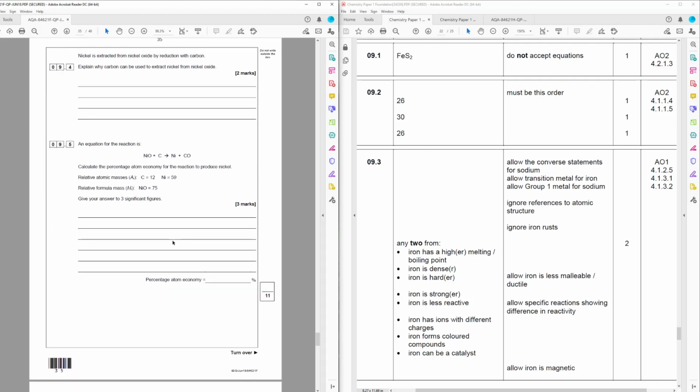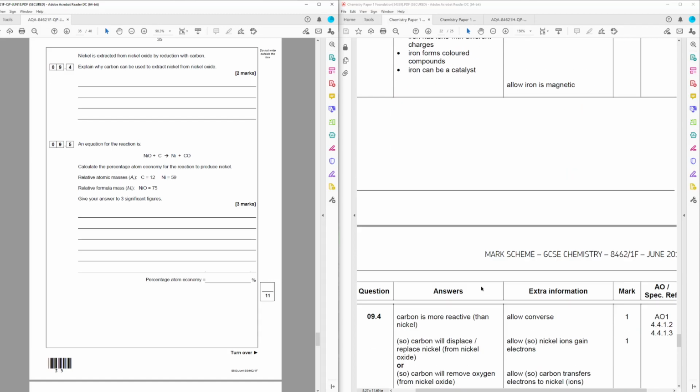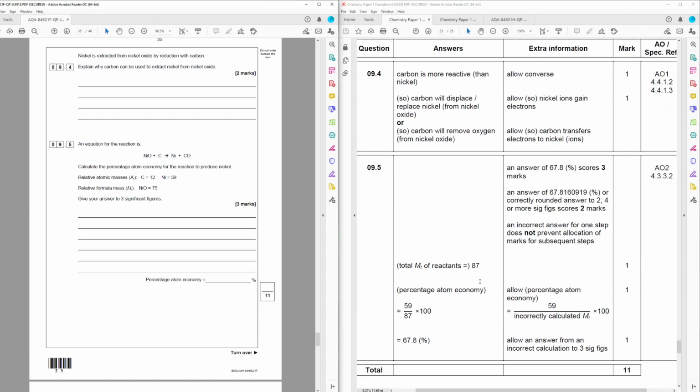For 9.4, explain why carbon's used to extract nickel oxide. This is a Kim-Carnier reaction, if you know what I'm talking about there. So carbon is more reactive than nickel. You can say the opposite. So the carbon will displace the nickel to form carbon dioxide and leave nickel on its own. So carbon is going to take the oxygen away. So the two bits you want to be talking about there, it's saying carbon is higher in the reactivity series, please send Charlie's, monkeys, and zebras in cages securely guarded. And it's going to take the oxygen away.